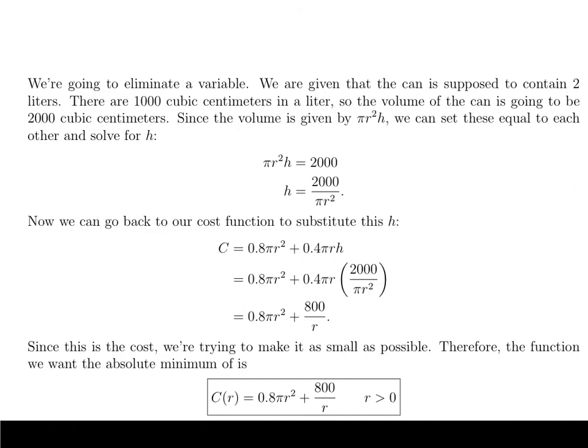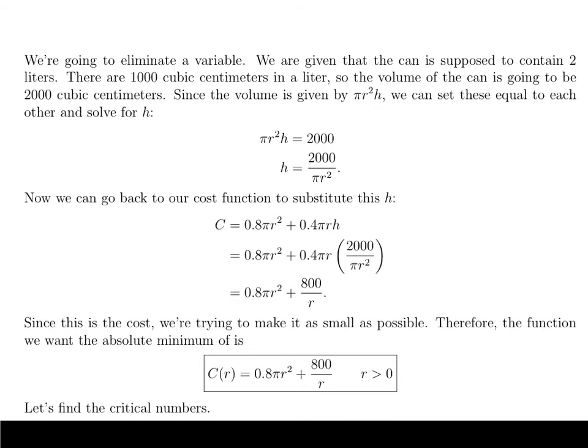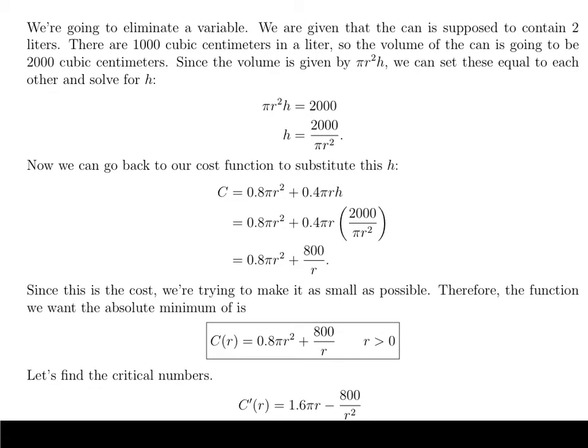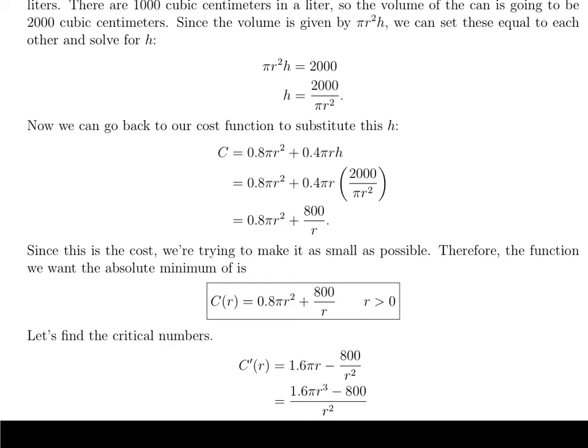So if we're trying to find the absolute minimum of this, then let's try to find critical numbers. Now in order to find critical numbers, we need to take a derivative. So the derivative is 1.6 pi r minus 800 over r squared. Notice that we can use the power rule to differentiate this. We don't need the quotient rule. Let's try to simplify this algebraically. So we end up with 1.6 pi r cubed minus 800 all over r squared. Now we're going to set this equal to 0 to find a critical number.